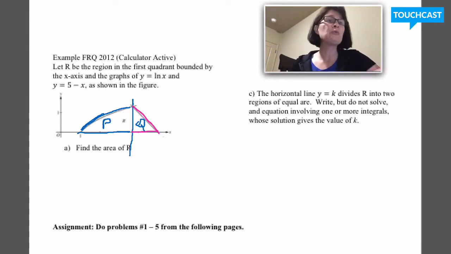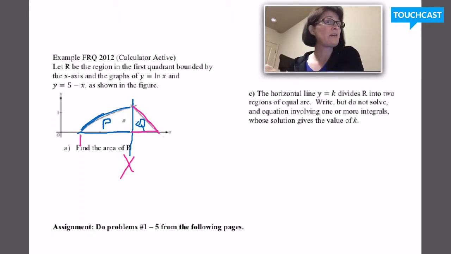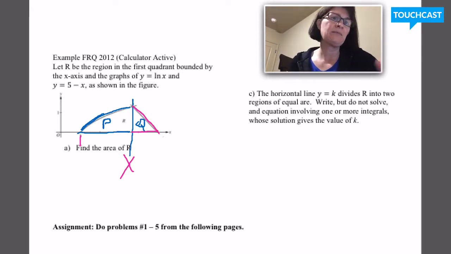So I'm going to write 2 integrals, the integral from 1 to whatever this x value is. That'll give me the area of P. And I'm going to add to it the integral from whatever this x value is to 5 to give me the area of Q.